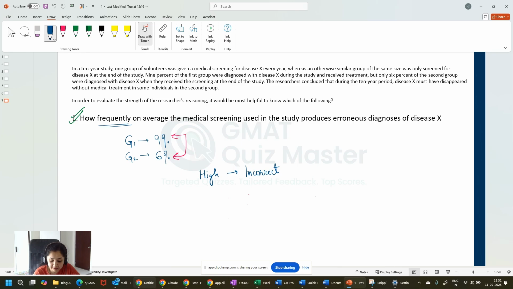In the other case, if the frequency of giving incorrect output is low, it means these numbers are reliable. And if these numbers are reliable, it means that most likely this difference exists, and the reason which the researchers have given might be the correct reason. So, in that case, our belief in the conclusion is strengthened, and that is why this choice acts as a correct evaluate answer choice. If you did not select choice E, you also need to understand what made you reject choice E. And that is when you will be able to complete your error log. Thank you.